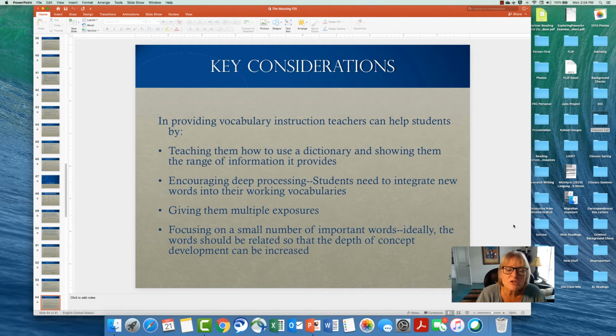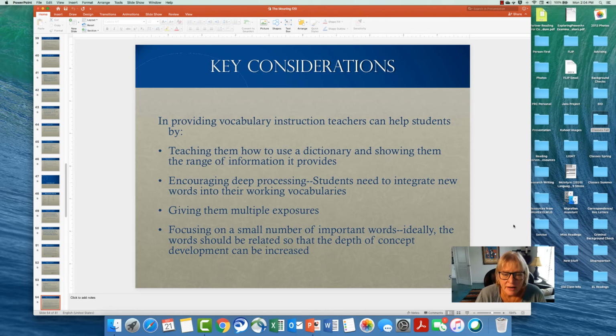So yes, we want to show students how to use a dictionary, but we also want to use what I would say is a student-friendly dictionary. We'll get to that a little later on. So yes, what does the dictionary provide, but also how do you interpret that information? We need to encourage them to do some deep levels of processing, integrating those words, multiple exposures, and again, a small number of important words that are ideally related so that they can really understand and develop conceptual knowledge.